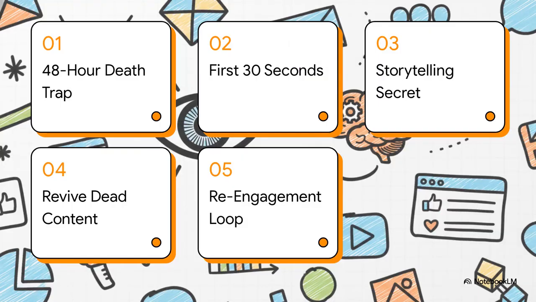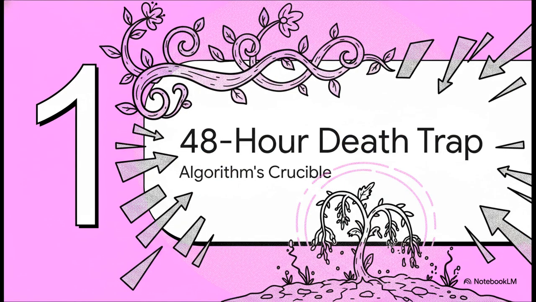So here's our roadmap for how we're going to solve this massive problem together. We'll hit 1. The 48-hour death trap. 2. Mastering the first 30 seconds. 3. The storytelling secret weapon. 4. How to revive dead content. And 5. The ultimate re-engagement loop. All right, kicking things off with Section 1. The 48-hour death trap. The algorithm's crucible.